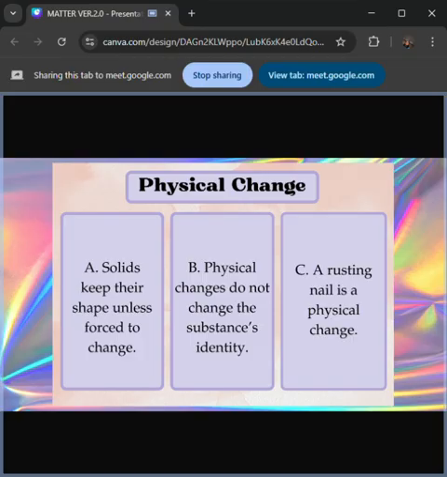I think the lie to that statement, ma'am, is the letter C. Rusting nail is a physical change.